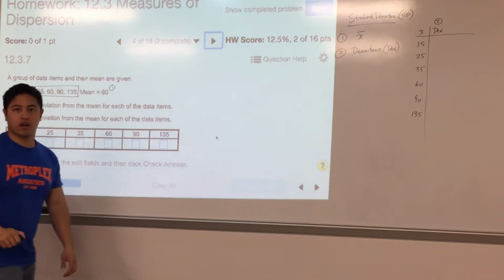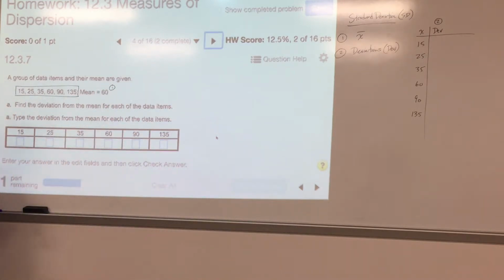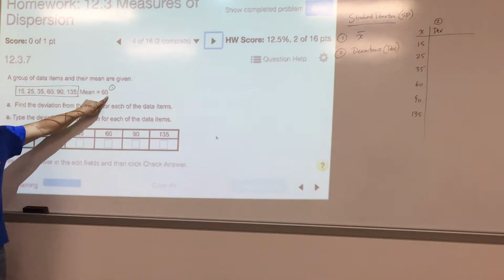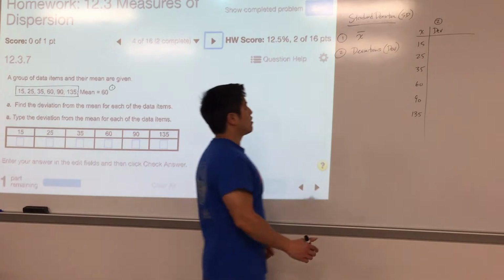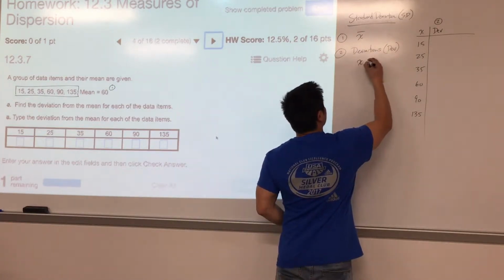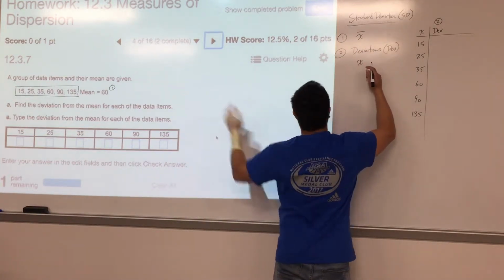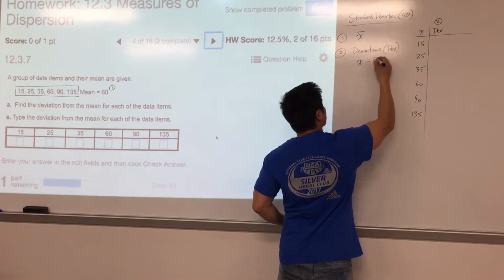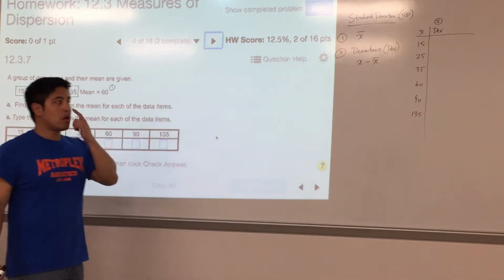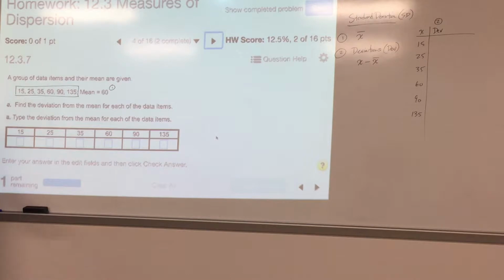All right, so let's go figure out exactly. I've gone around and around, all to tell you to do this. What is the deviations? Very simple. Deviations is the difference between each value and your mean. The deviations is your x value in your data set minus the mean. Not the other way around.